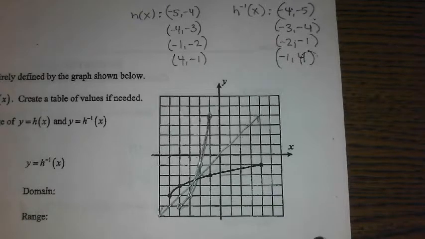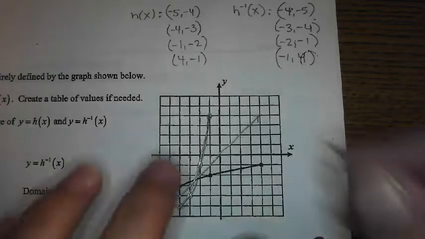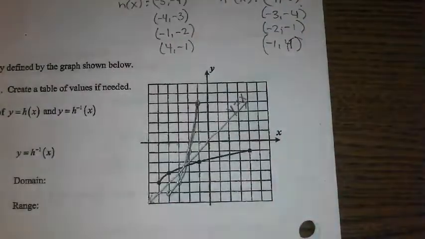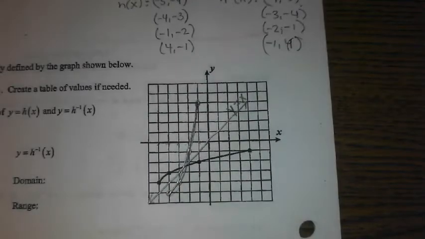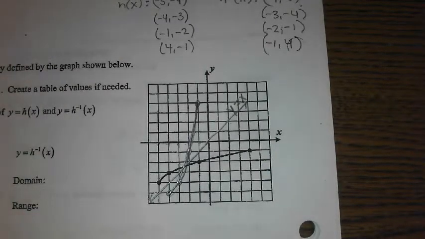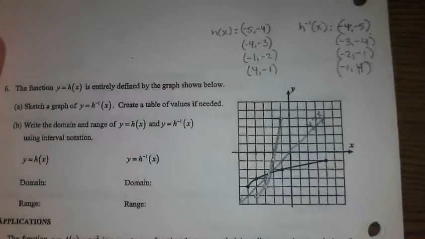We're just working on number 6 from the homework answer. That's always the line. If two graphs are inverses of each other, two functions are inverses of each other, then visually they will be a reflection of each other over that line. Does that make sense? Any questions on that?